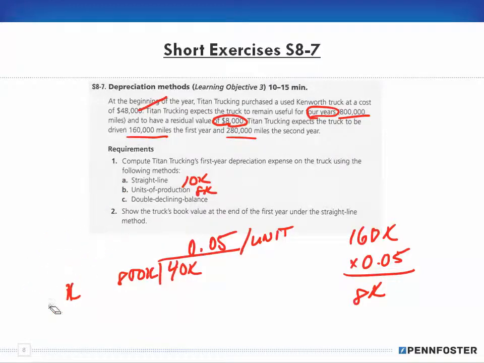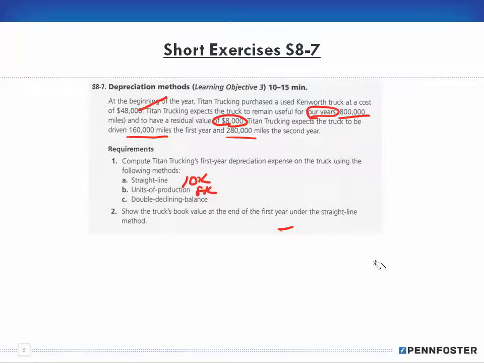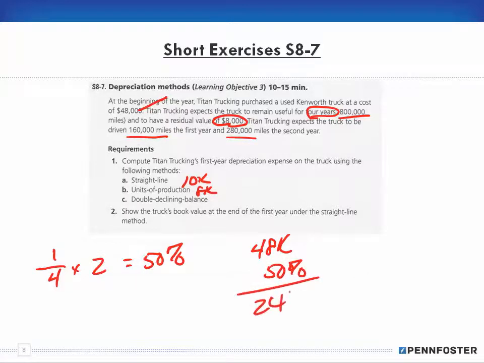Now, double declining balance. We're looking at our first year for 4 years, and we're multiplying that by 2, because it's double declining, so that gives us 50%. And then we take the 48,000 and multiply that by the 50%, and that gives us 24,000 for our depreciation for double declining balance.